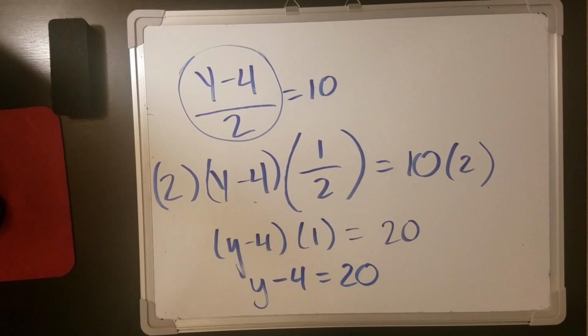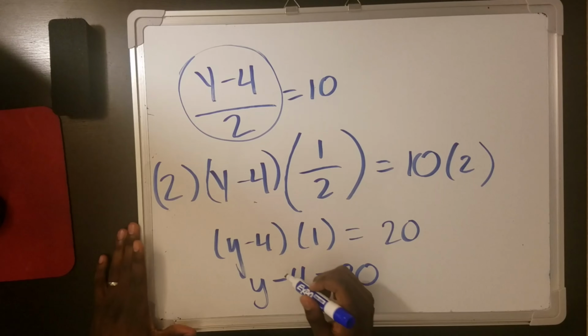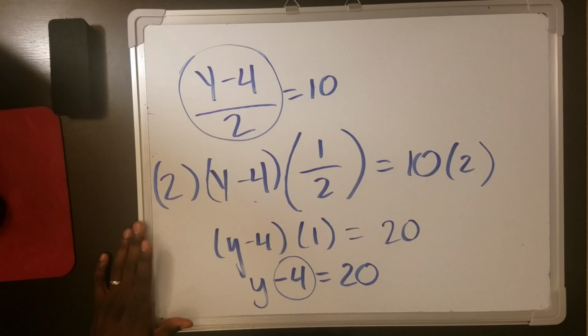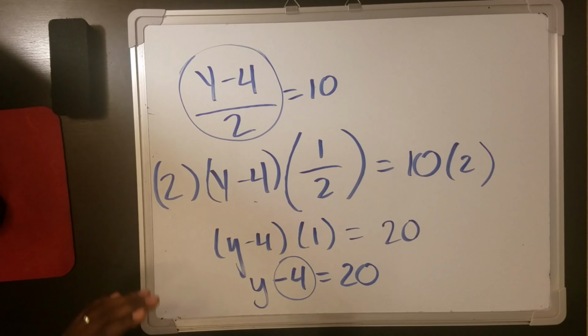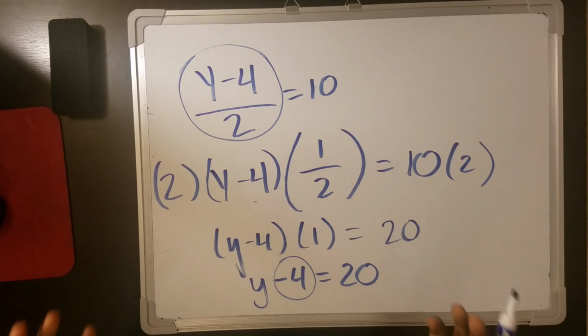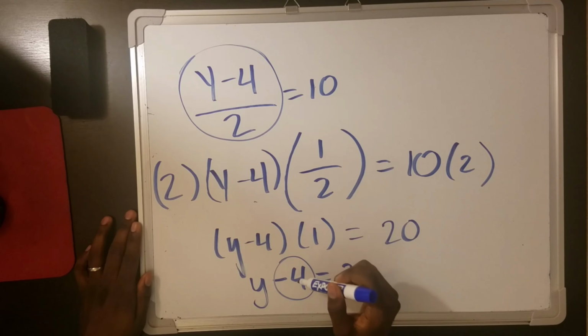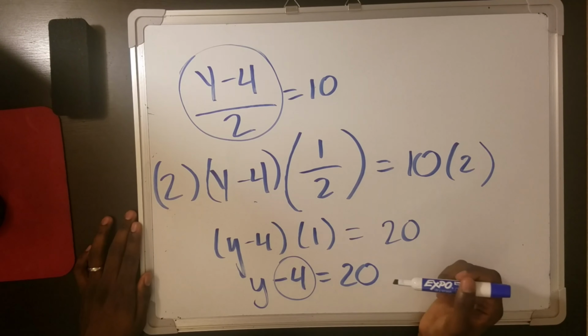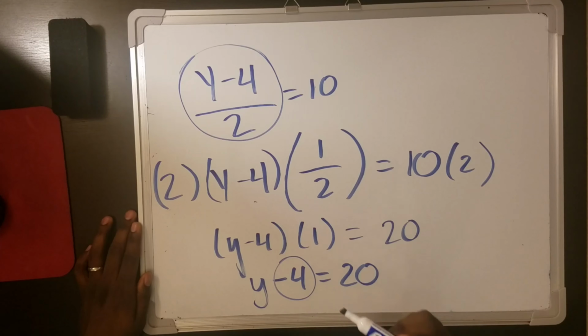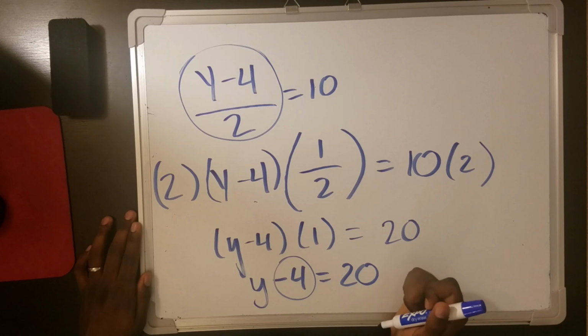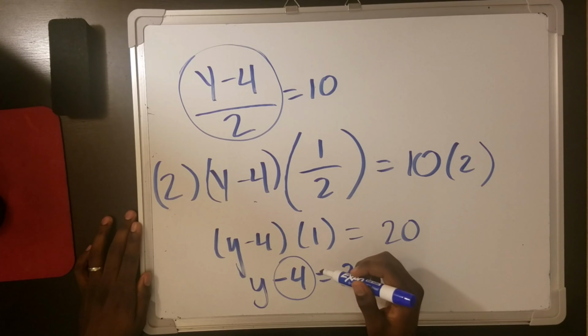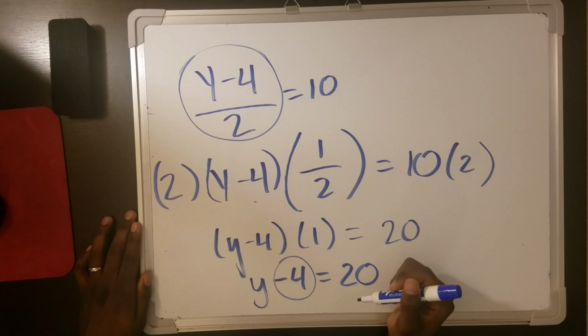Are we done? No. We still haven't gotten y by itself. The last thing you have to do here is get y by itself. We have this negative 4 here. Well, what is the additive identity we're shooting for? 0. So how do we get a 0 out of this? How do we cancel this out? By adding 4 to both sides.